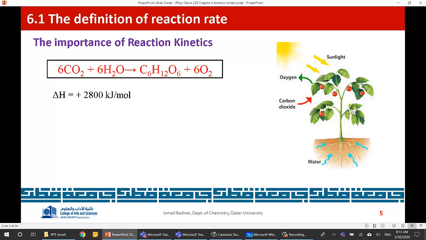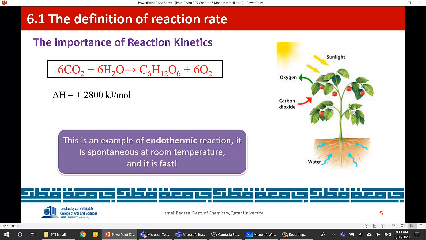It's 2800 kilojoule per mole. But this reaction is spontaneous. Delta G for this reaction is actually negative. That means the reaction takes place by itself. So it is endothermic, but it's spontaneous and it's fast. So I gave you two examples of reactions, and the examples can go on, of course, for several endothermic or exothermic reactions, and they are spontaneous, but their speed has nothing to do with the thermodynamics.